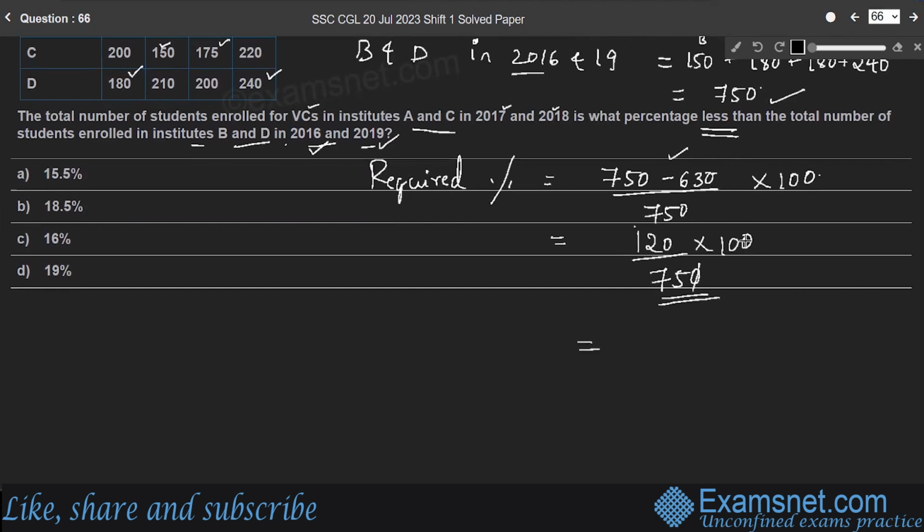Therefore, simplify it. You will get 75, 25 into 3 is 25 into 4 and 3 into 4 is 12. So 16%. The number of students enrolled in A and C institutes is 16% less than that enrolled in B and D institutes in the respective years. Therefore, option C is the right answer.